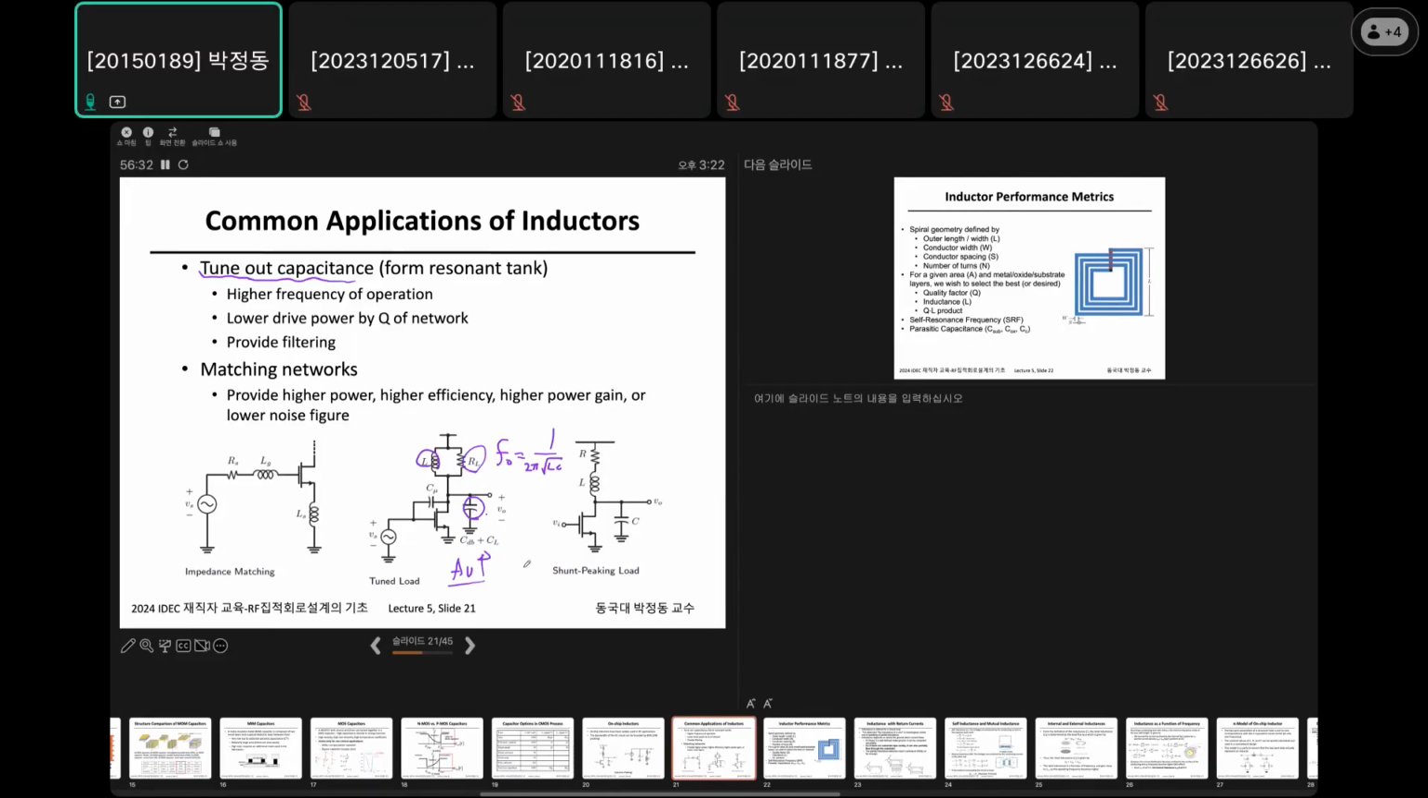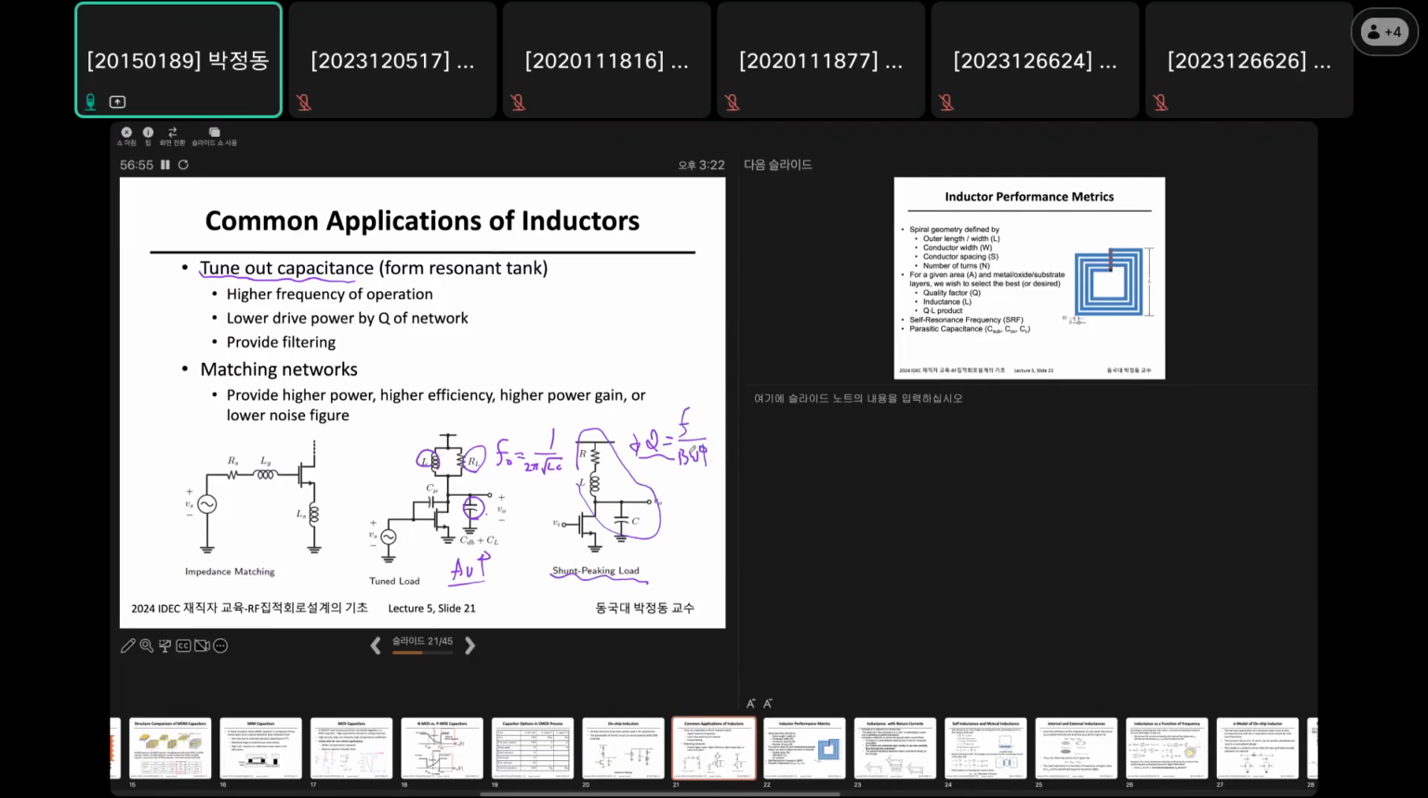Another application is this shunt peaking, right? As I said before, this forms a low Q network. So the bandwidth is increased, right?